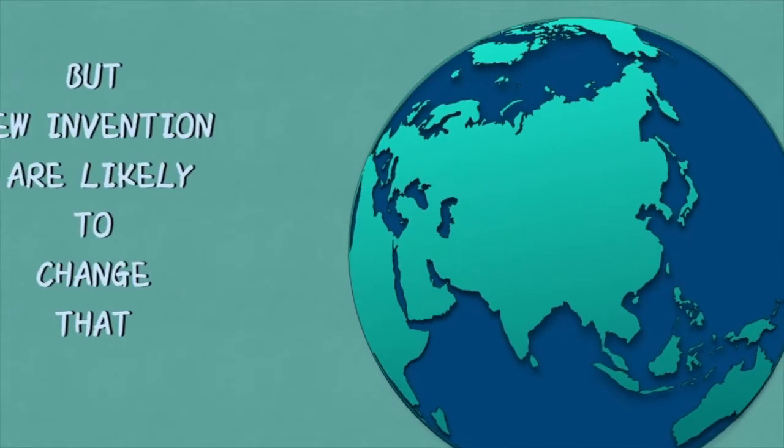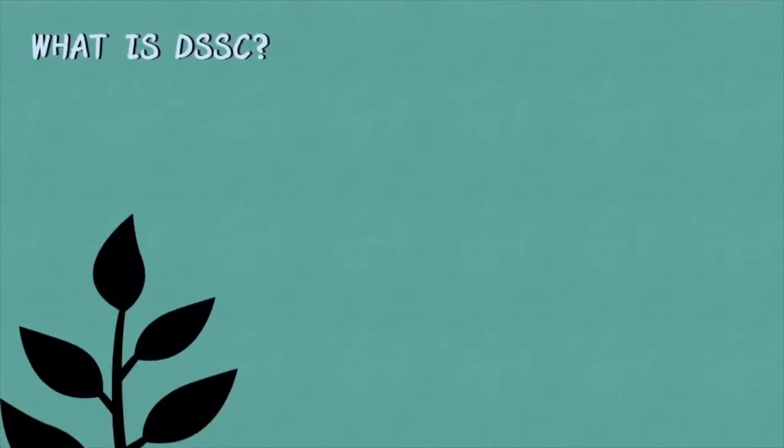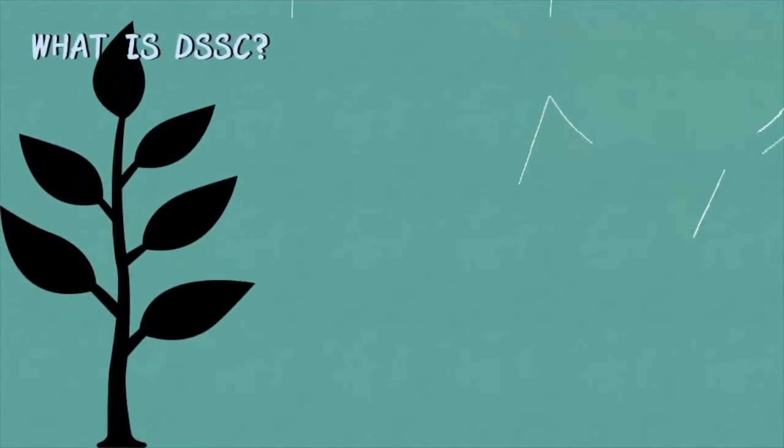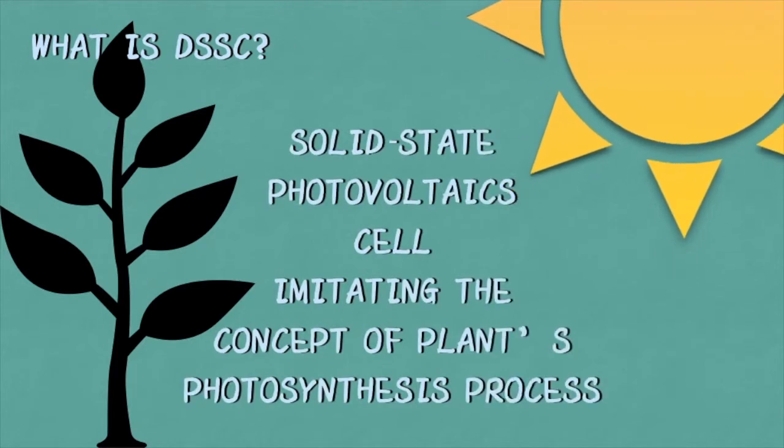But a new invention is likely to change that. Have you ever heard about DSSC, or dye-sensitized solar cell? Actually, DSSC is a photovoltaic cell imitating the concept of plants' photosynthesis process.